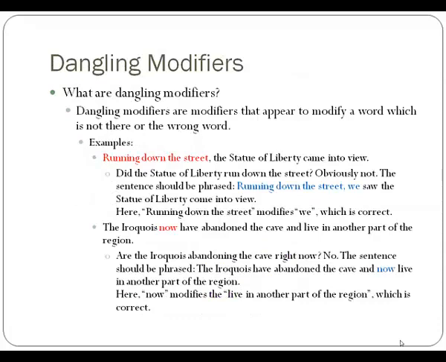Dangling modifiers. What are dangling modifiers? Dangling modifiers are modifiers that appear to modify a word which is not there or the wrong word. Example: "Running down the street, the Statue of Liberty came into view." Did the Statue of Liberty run down the street? Obviously not. The sentence should be phrased, "Running down the street, we saw the Statue of Liberty come into view." Here, running down the street modifies we, which is correct.